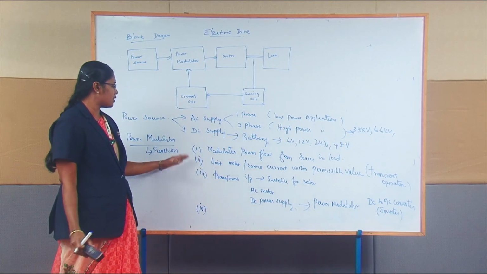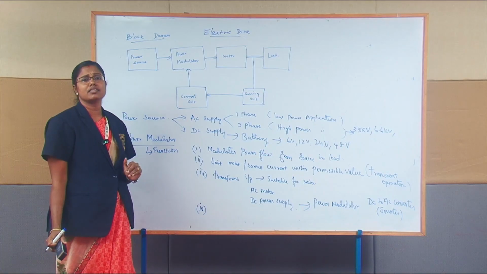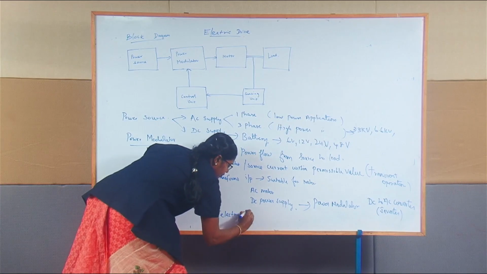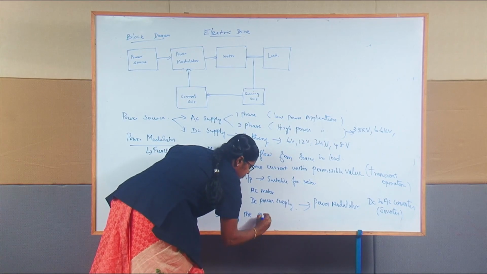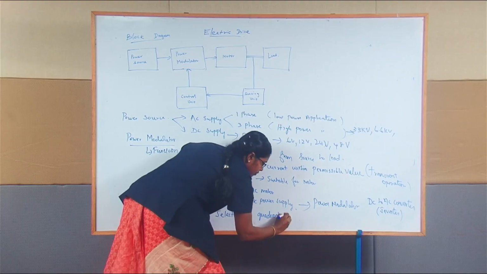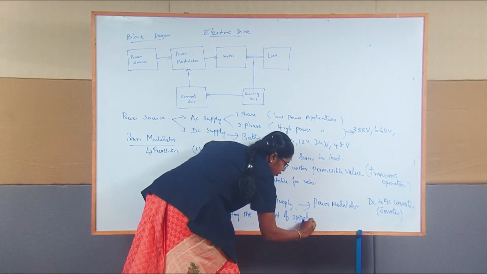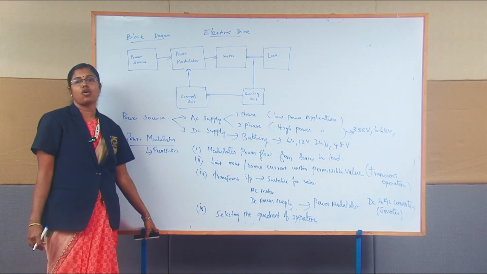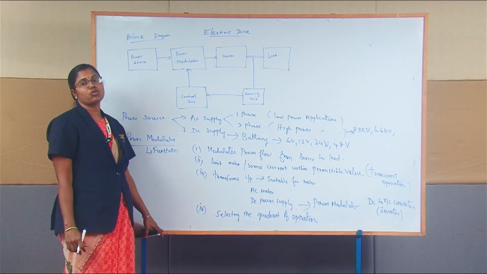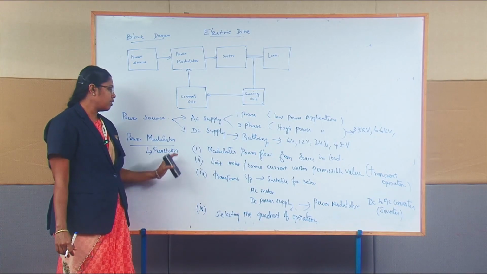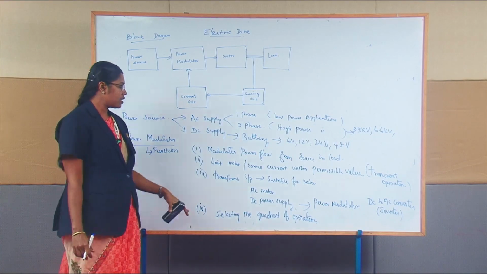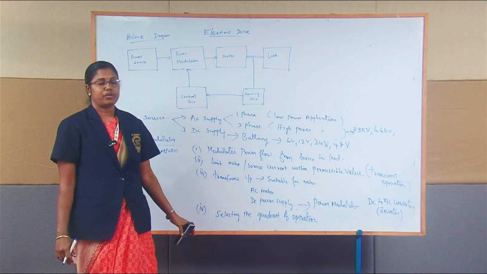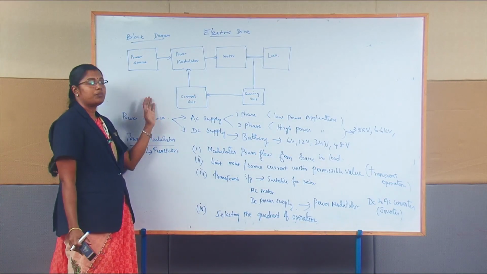And the next function which is performed by this power modulator is that it is used for selecting the quadrant of operation. As I said, we have 4 quadrants, that is forward motoring, forward braking, reverse motoring and reverse braking. So by using the power modulator, we can select the quadrant of operation, whether I need to do motoring operation or braking operation. So all these are the functions of a power modulator.